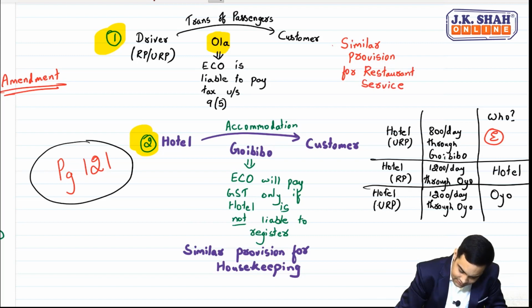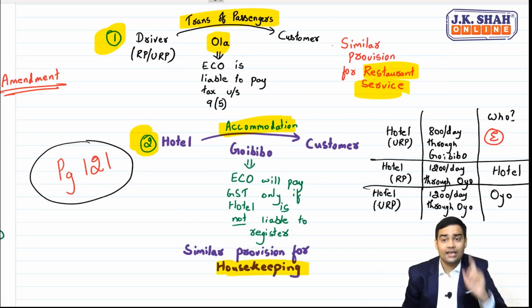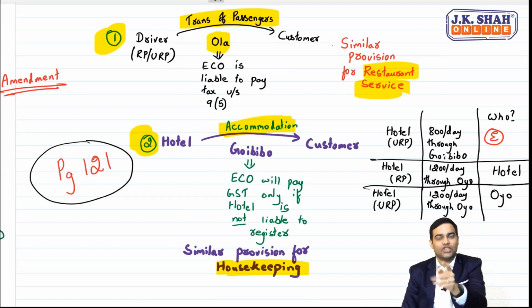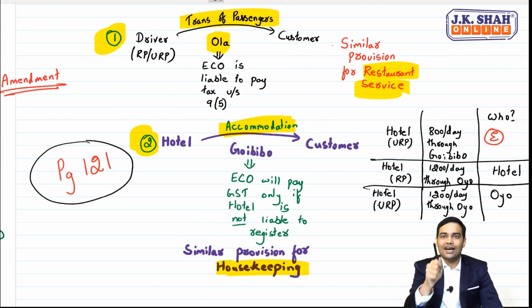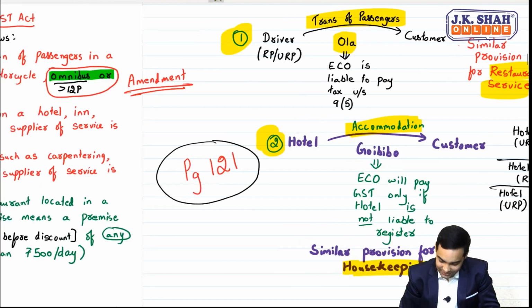So at present, restaurant and transportation of passengers are one category. Accommodation and housekeeping is one category. But restaurant has one exception where the restaurant will itself pay the tax. A restaurant located within Taj will pay tax under forward charge. Do you agree that at Taj Hotel, a unit of accommodation, a room charge will be more than 7,500? Yes, let's have a look. See this carefully.